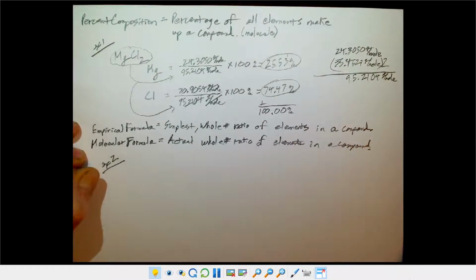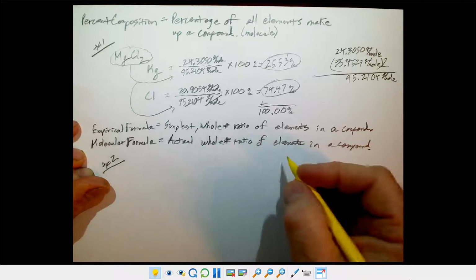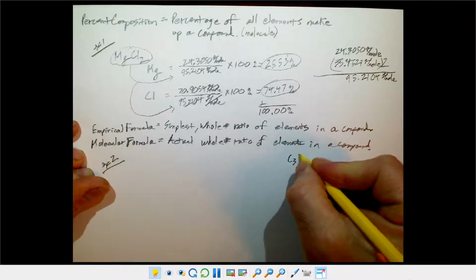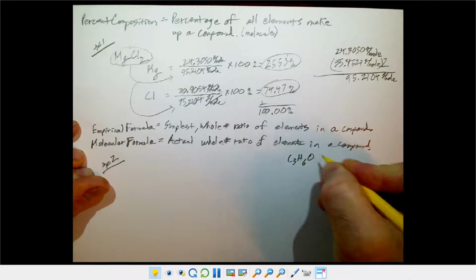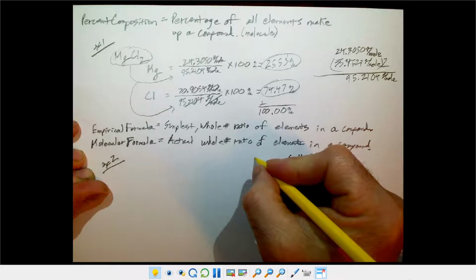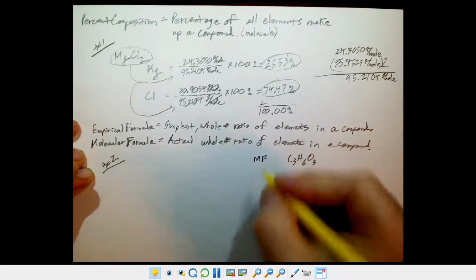So probably one of the easiest examples that I can think of, we'll keep it really simple, might be, for example, a molecular formula, C3H6O3, right? So that would be a molecular formula. We'll just call that MF. Okay, so what would be the empirical formula for that?